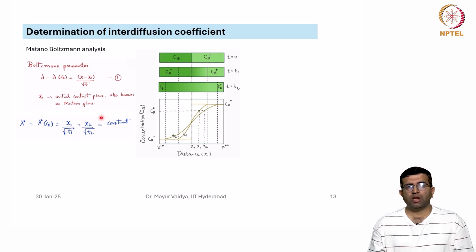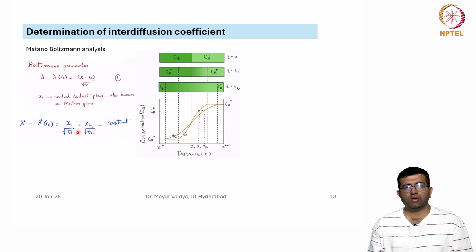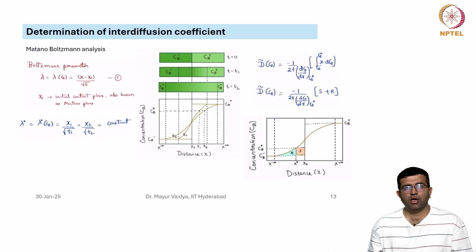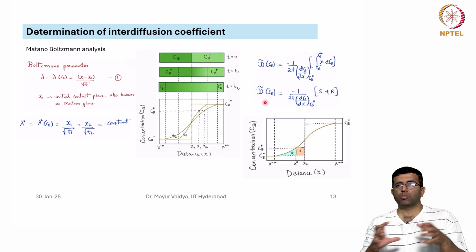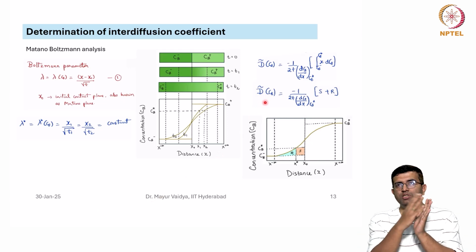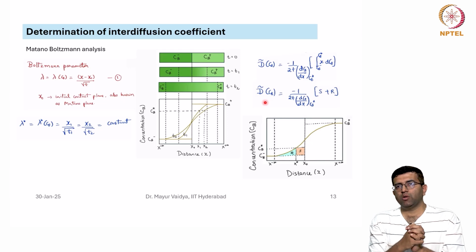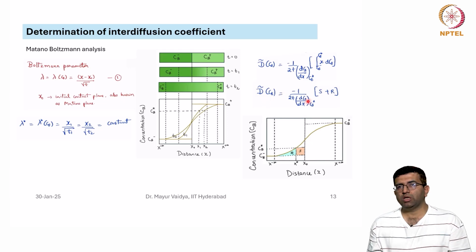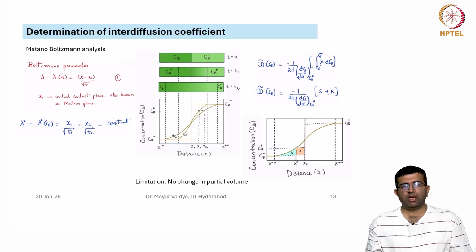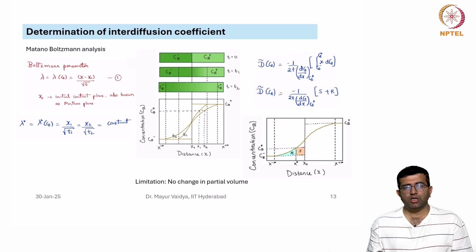So, Boltzmann utilized this parameter to solve the differential equation, and we saw the derivation which finally yields the interdiffusion coefficient. Remember, in this case we did not derive the concentration as such, but we derived the interdiffusion coefficient, which is equal to minus 1 by 2t into the slope at Cb star into S plus R. The assumption here was that there is no change in the partial molar volume.